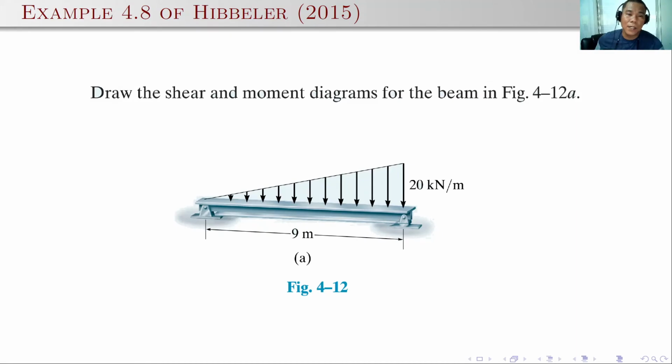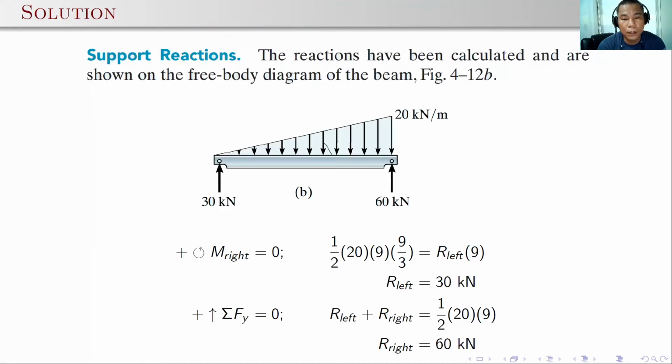We have another example here, a triangular loading. First, we look for the support reactions. Of course, you already know how to compute the reactions, and I will just assume that you can do it on your own by now. So you can use the equations of equilibrium to compute the reactions. Here, the reaction on the left is 30 kilonewton and on the right 60 kilonewton.